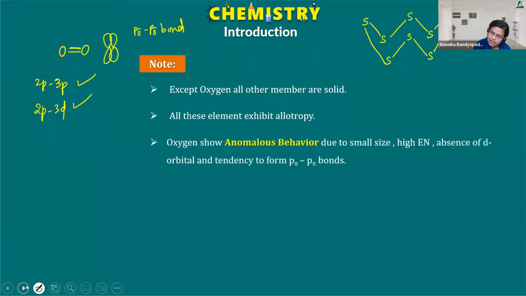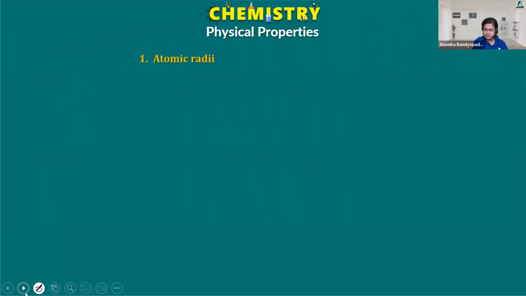So as we were expecting and as discussed just now, oxygen will show this anomalous behavior due to its small size, high electronegativity, absence of d orbital, and because the 2p orbital is quite small. At least oxygen has one 2p to spare, so it can form d pi p pi or p pi p pi bonds very easily. It's not possible for the other elements to behave like this.